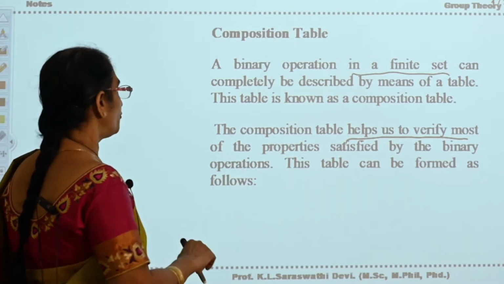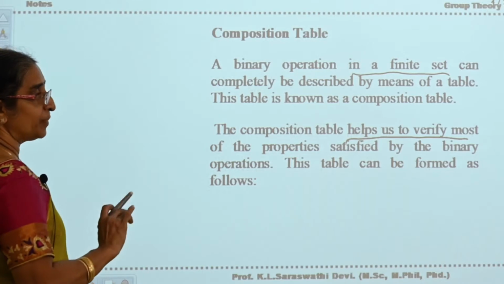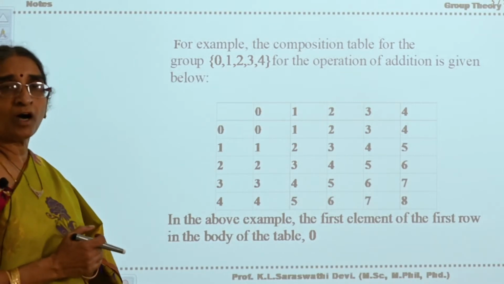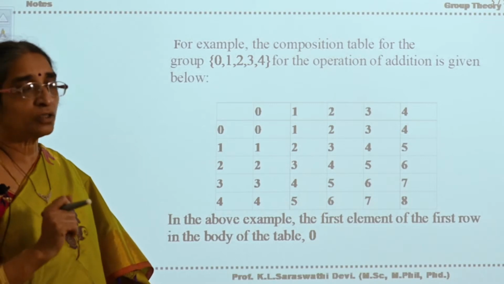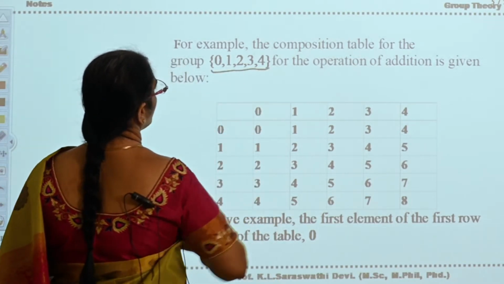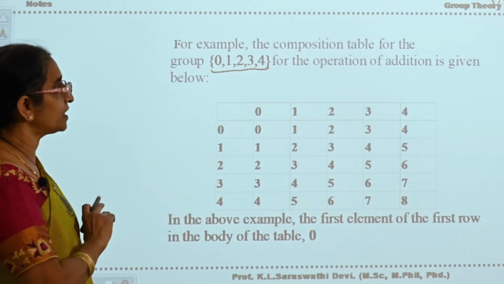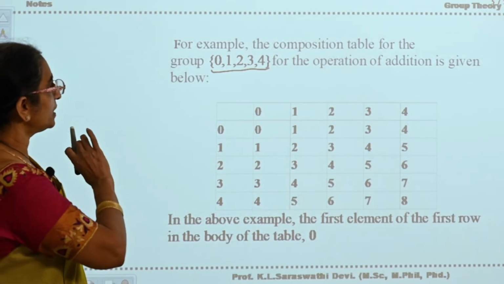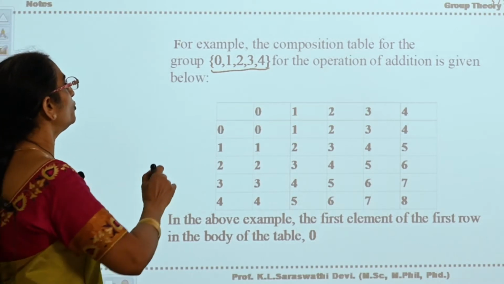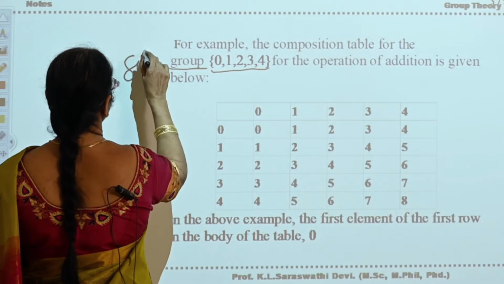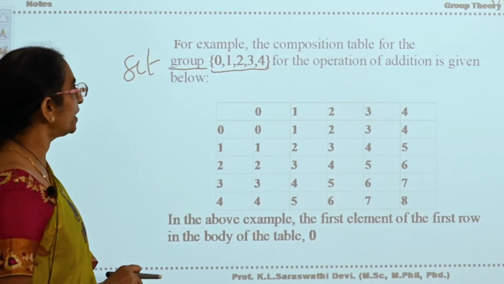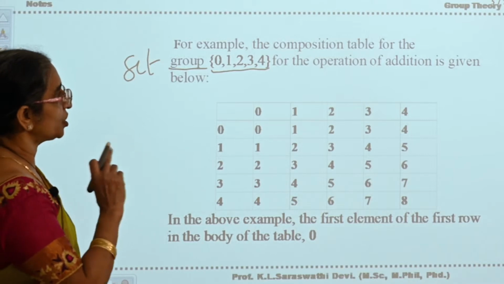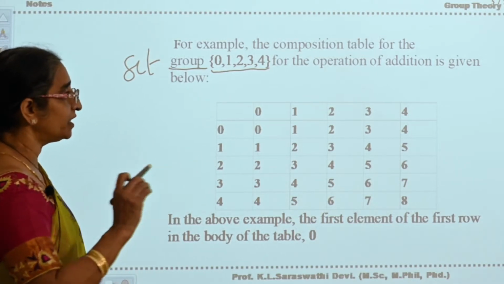Okay, this table can be formed as follows. We will see one example of how to form the table. The composition tables are meant for finite sets, so take one finite set, for example with 5 elements: 0, 1, 2, 3, 4. Instead of a group, it is more proper to call it a set with a binary operator; it is not yet a group. Now, the composition table for the set {0, 1, 2, 3, 4} for the operation addition is given below. Now, how do we write the composition table?